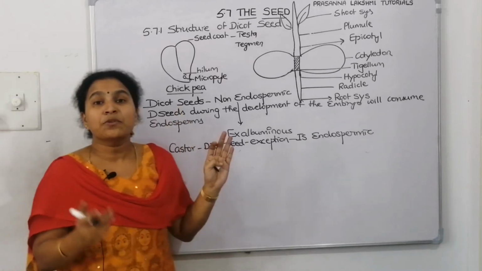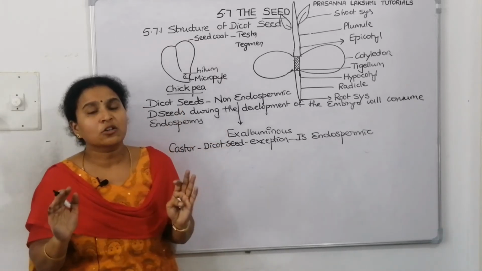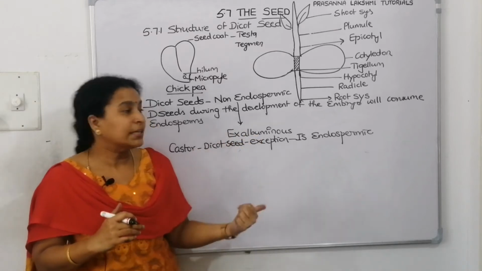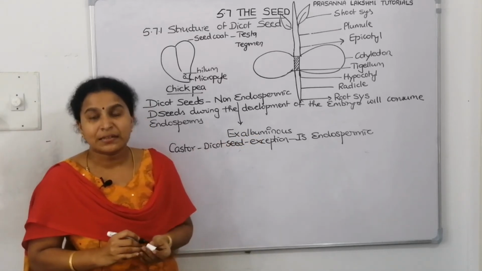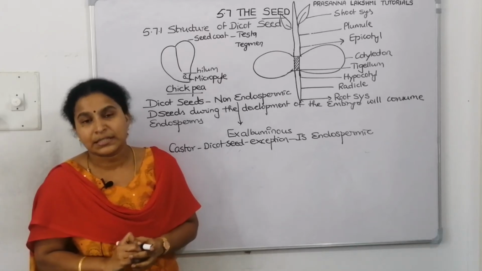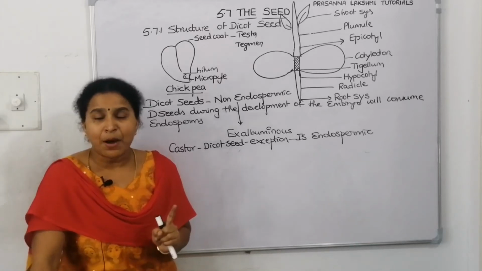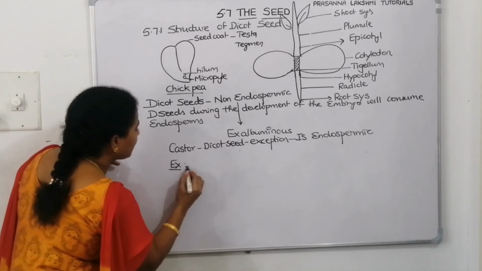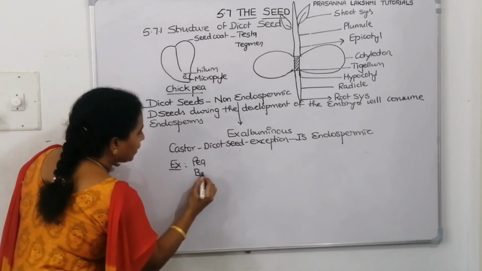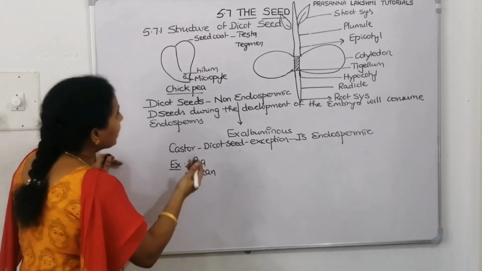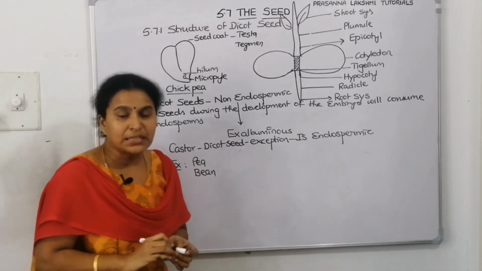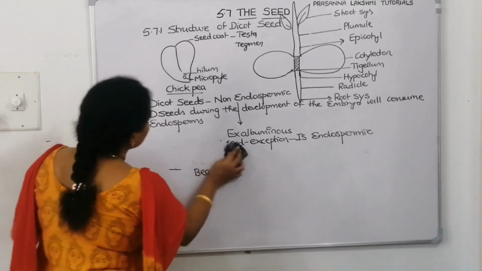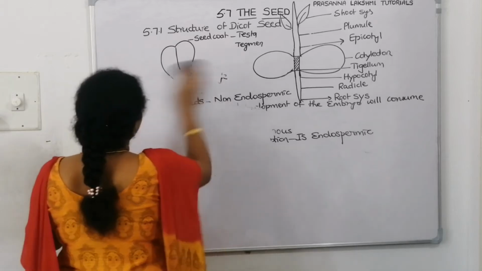The dicot seeds, during their development, completely consume their endosperm and they are non-endospermic. Whereas castor, even though it's a dicot seed, is endospermic, meaning it retains a little bit of endosperm during its development. So this is about dicot seeds. If you have to see examples of dicot seeds, pea we can go, bean we can go. All these are examples of dicot seeds only, isn't it? Now we'll switch on to the structure of monocot seed also. So the structure of monocot seed.